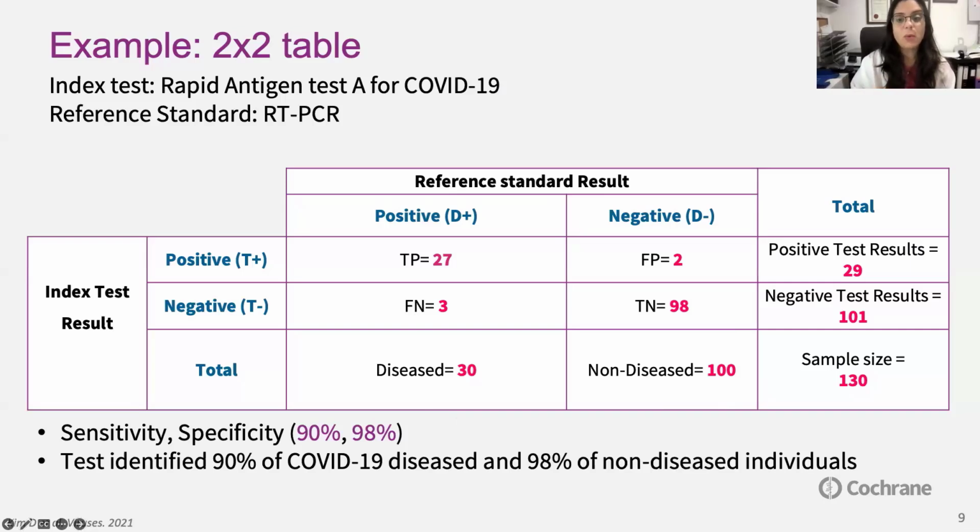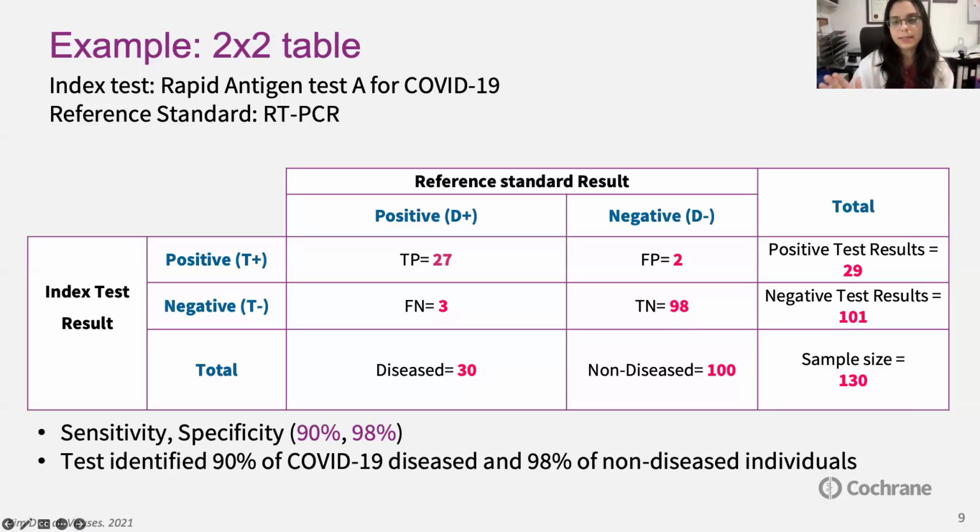Now, to describe how well the rapid test performs in those with and without the condition, we can calculate the sensitivity and specificity. So here, the sensitivity is 27 out of the 30, that is 90%. And the specificity is calculated as 98 over the 100, that is 98%. So the sensitivity suggests that the test is positive and identifies 90% of those with the disease, whereas the specificity suggests that the test is negative and identifies 98% of those without the disease.